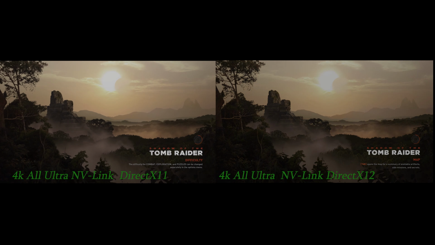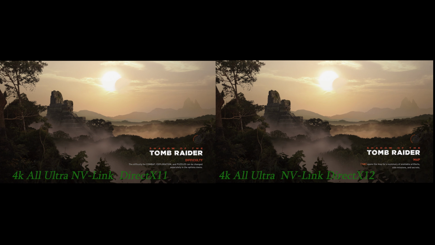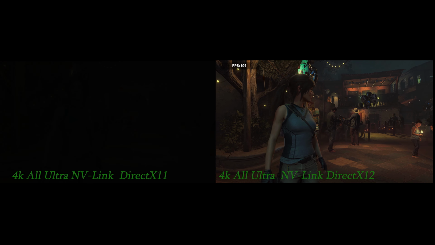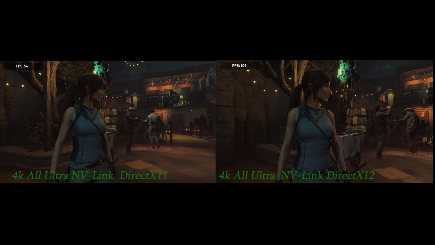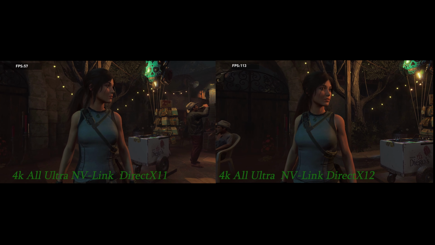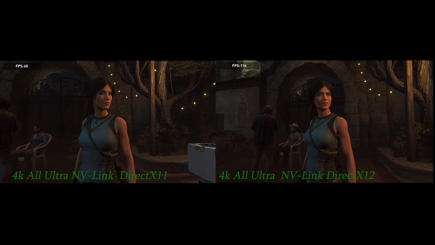Okay, so this is where the fun starts. As you can see, on the left hand side we have DirectX 11 and DirectX 12 on the right hand side. And what I was trying to explain in the main video is what you see here. The difference in performance is huge.